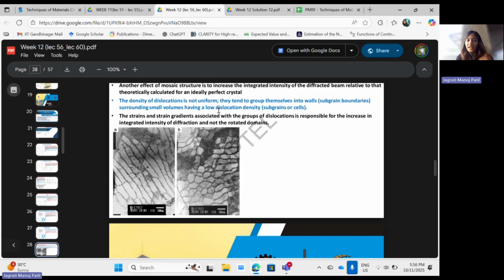From there, it's supposed to tell you the density of the dislocations, how it's not uniform, how they tend to form walls between groups, and the subgrain structures, the boundaries surrounding smaller volumes having a low dislocation intensity. So that information you can get from there.